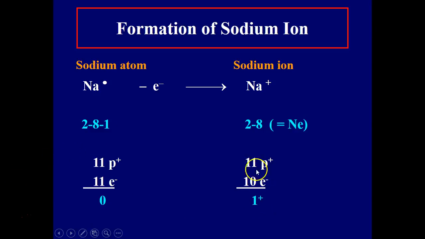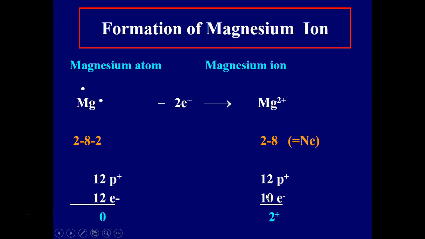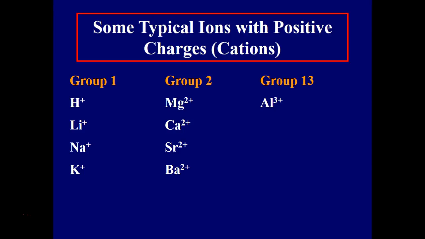And then when we look at formation of this ion, we see that when it loses that, we now have more protons than electrons, so we have a +1 charge. Same with magnesium. Magnesium has 12 protons and wants to lose 2 electrons, so it ends up with a +2 charge. Some typical ions with positive charges. In group 1, we have hydrogen, lithium, sodium, potassium. In group 2, we have magnesium, calcium, strontium, and barium. And in group 3, we have aluminum.